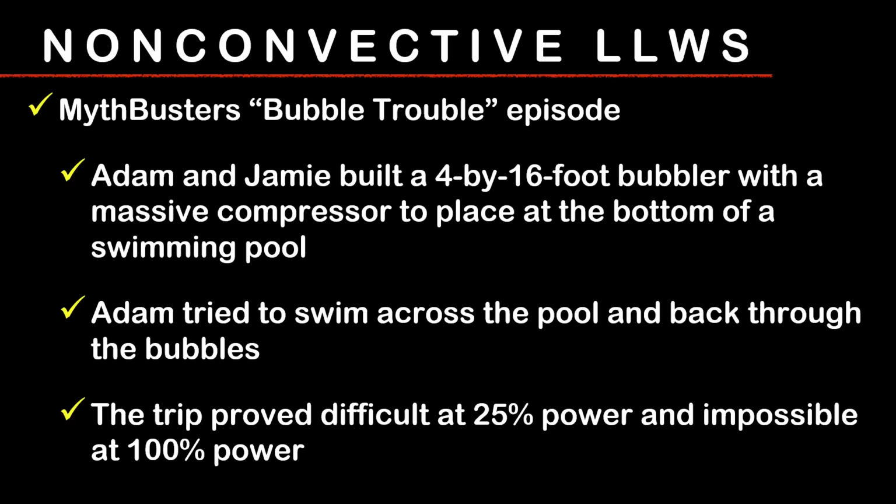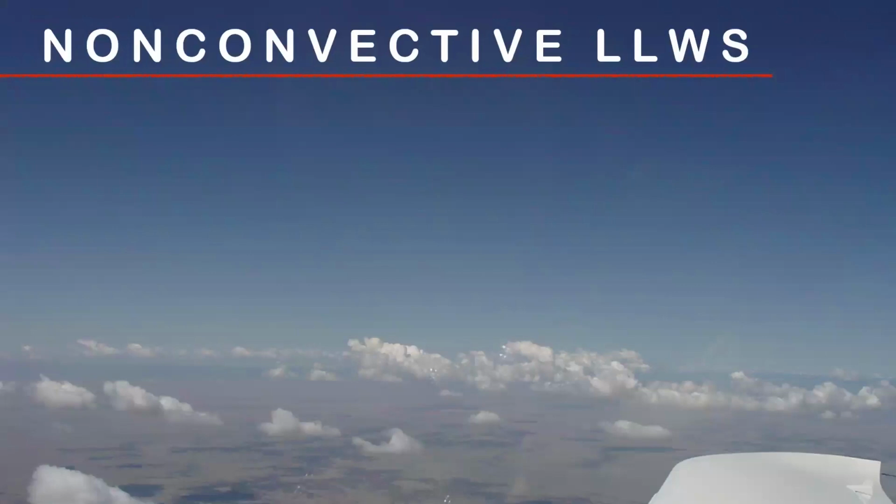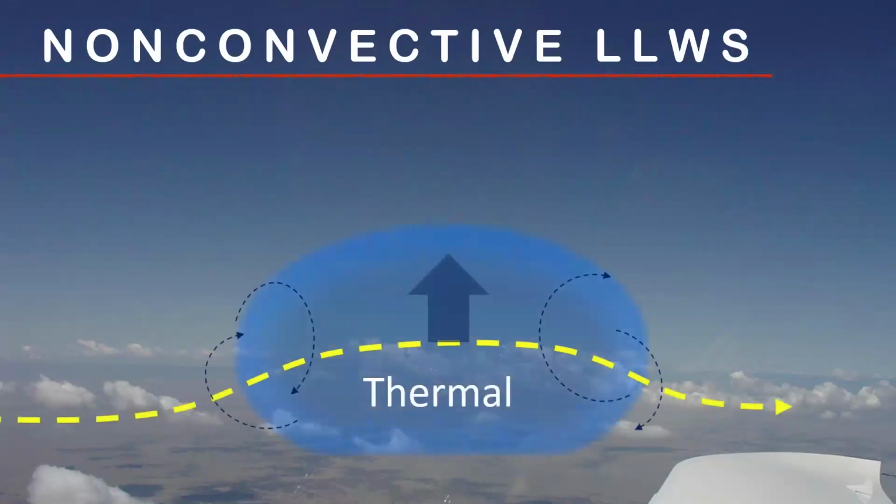It slowed him down. And so when you think about this non-convective low-level wind shear, what we typically see in the atmosphere is that we see air rising. So the air is rising up like the bubbles in that compressor. And that prevailing wind has to interact with that thermal, that rising air. And as a result of that, it tends to slow down, inhibits that prevailing wind.